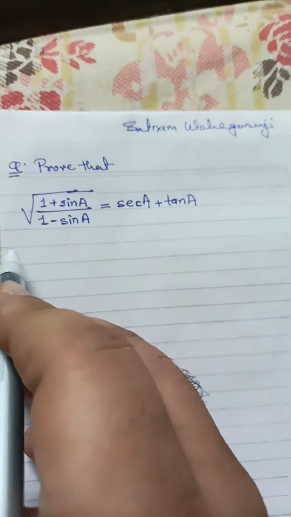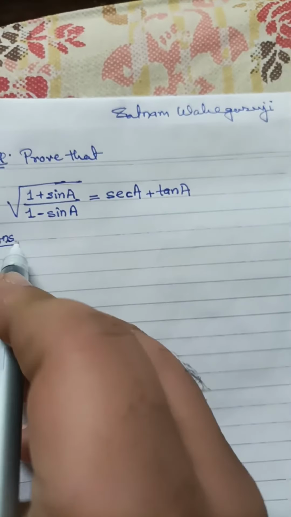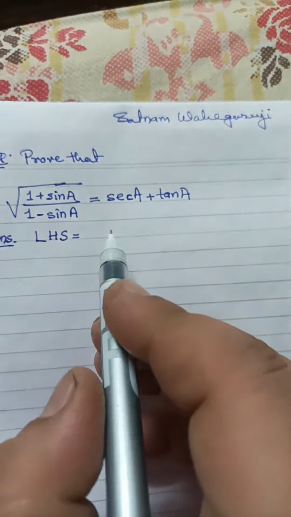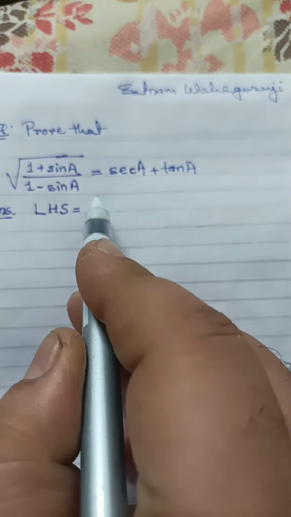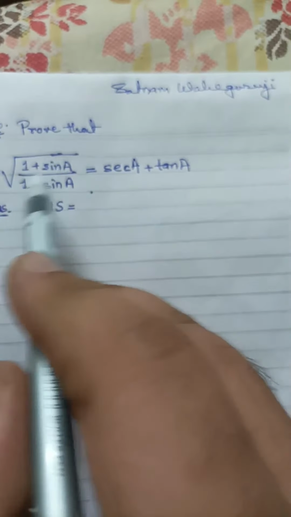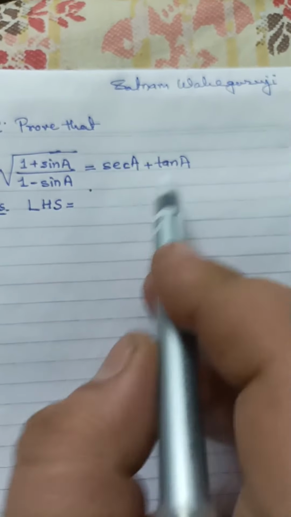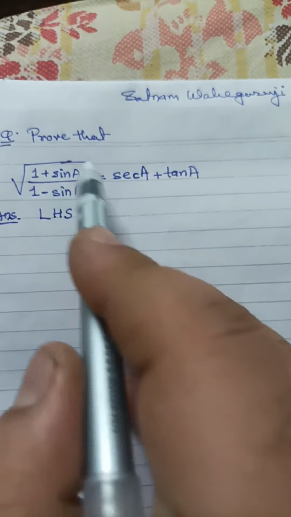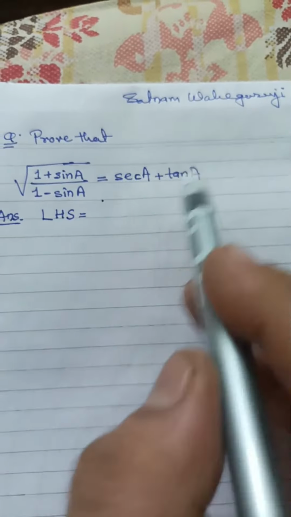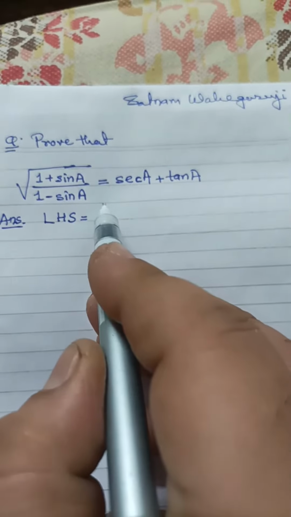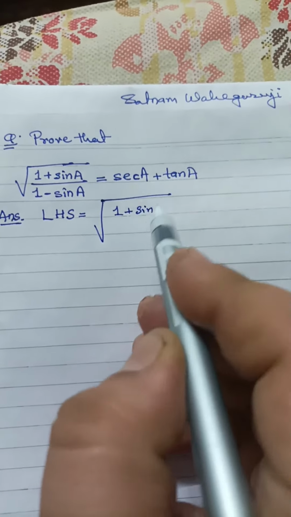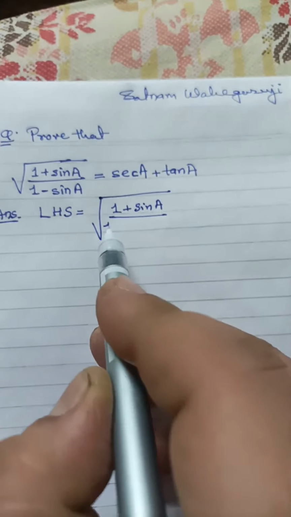Now we'll start our solution by taking the LHS, and then we will prove our sum and arrive at the RHS. The LHS means the left hand side equation, and this is the RHS, the right hand side equation. From the left hand side we need to prove that it is equal to the right hand side. So the left hand side is equal to the square root of 1 plus sin a upon 1 minus sin a.